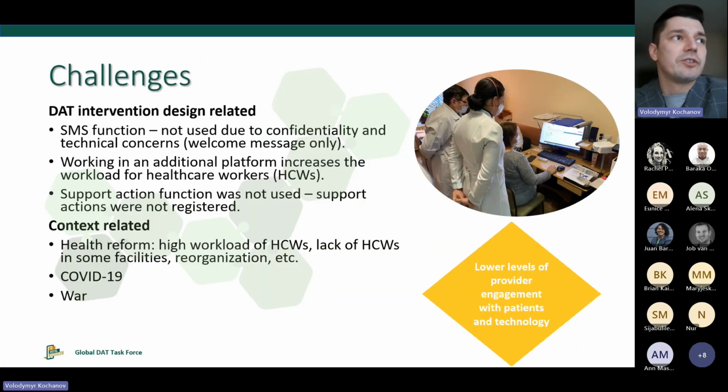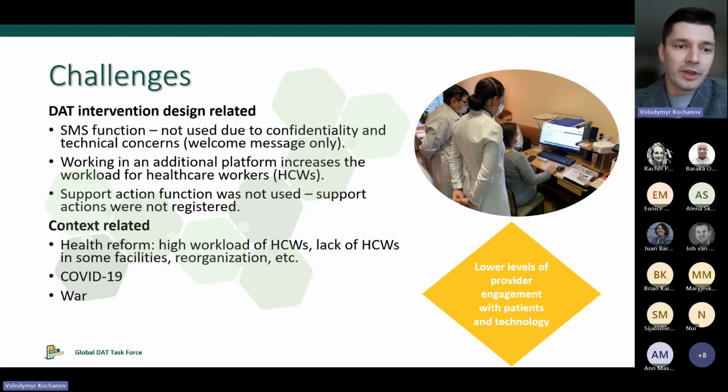This was the initial plan to implement the differentiated care algorithm, and what kind of challenges we faced. And these challenges resulted sometimes in lower levels of provider engagement with patient and technology. I subdivided the challenges into two categories. Let's start with the DAT intervention design related ones.